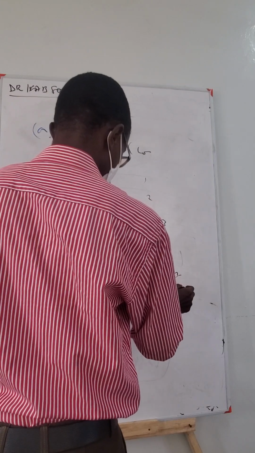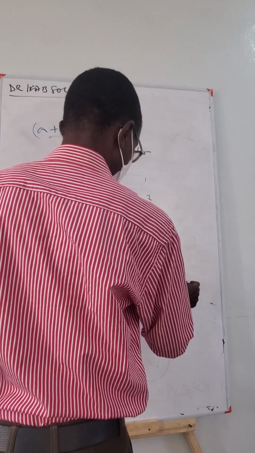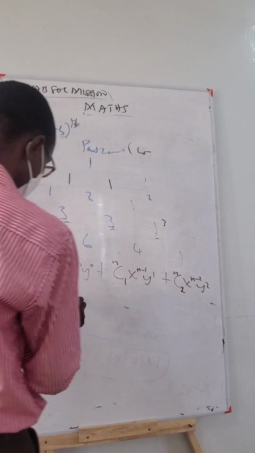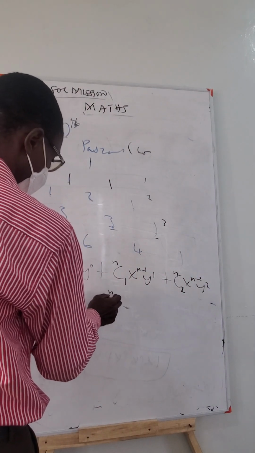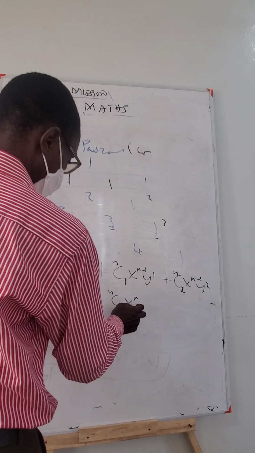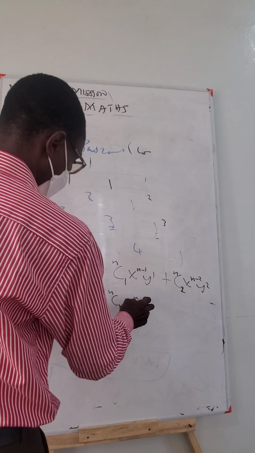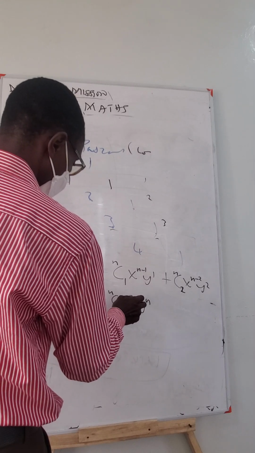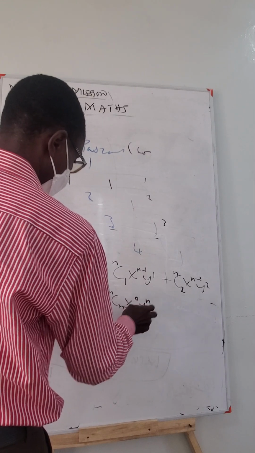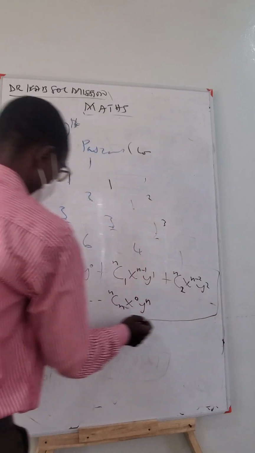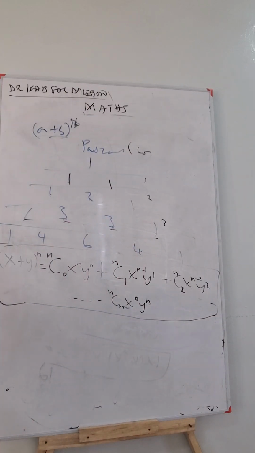C again, n choose 2. So you do this until you get to n choose n, x to the 0, y to the n. Okay, and this becomes the formula for this expansion. So if you have this, you can use it to do your binomial expansion. So we have taken care of binomial expansion too.